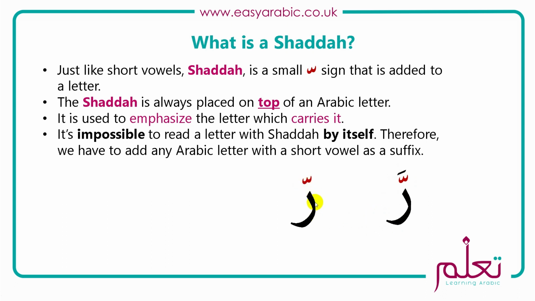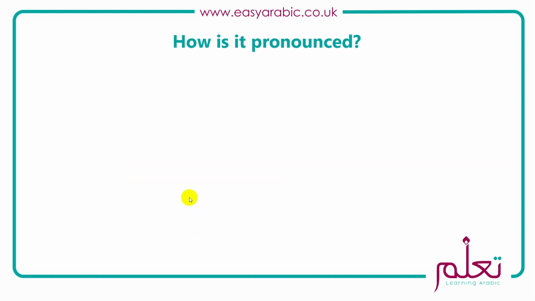Now the Kasra can be written in two ways depending on the script that you're using. The Shaddah will be there and the Kasra will come underneath, or the other way you'll see this is you'll see the letter, then the Shaddah, and then the Kasra on the bottom. Any one of these you'll see depending on the script that you're reading. And finally we have the Damma. So we have the Shaddah and then the Damma, and how is it pronounced?